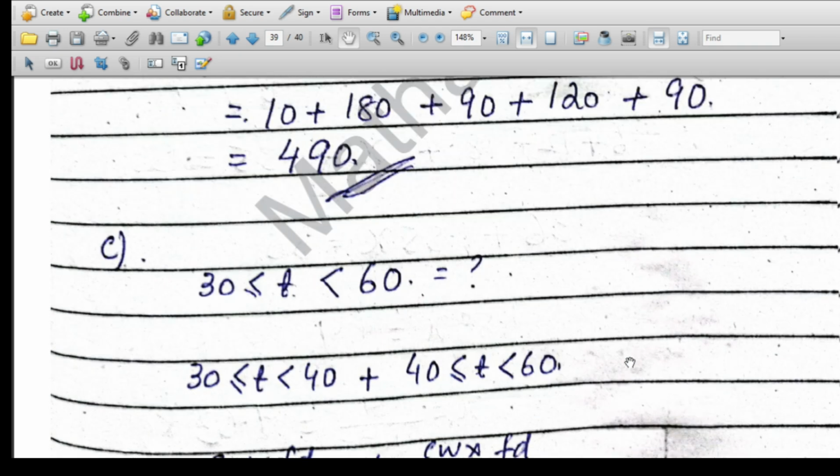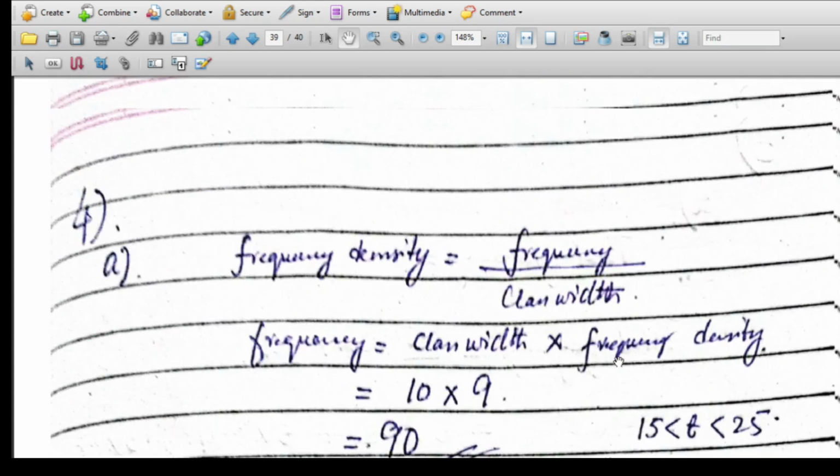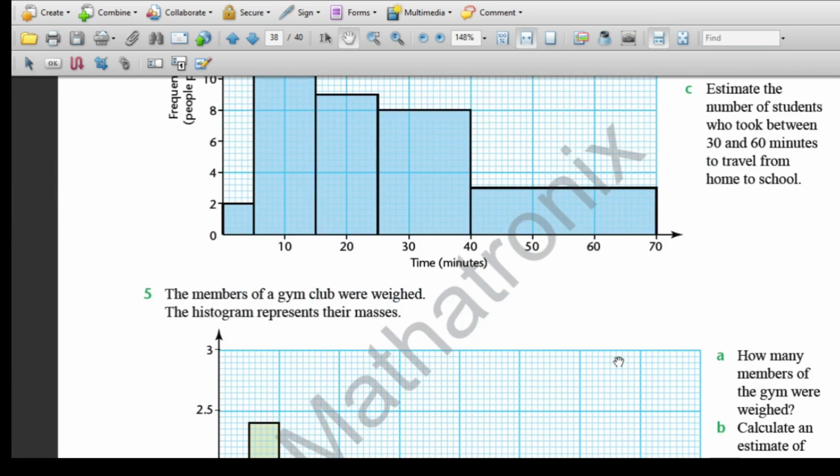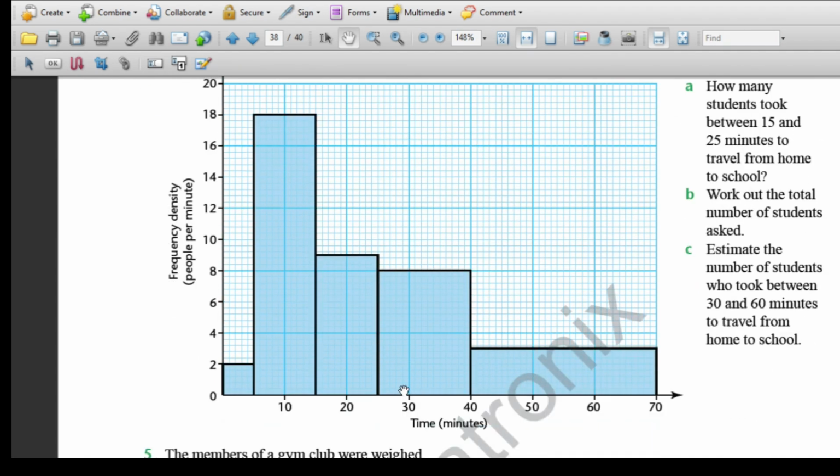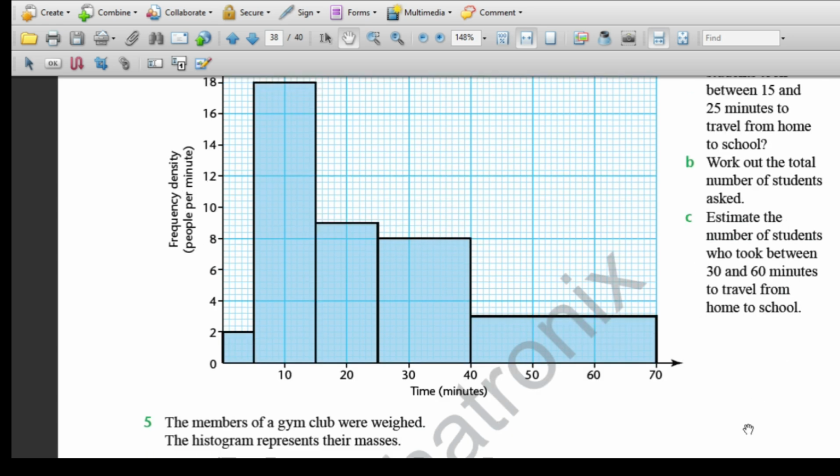So this part C is very, very important, because here the area is different for this one and the area for this one is different. This area up to this, and here we have this area. So this is part C.